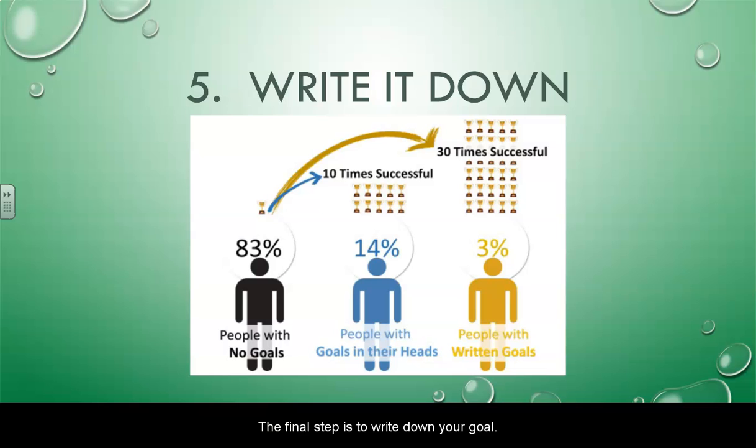The final step is to write down your goal. A study was conducted by the Harvard School of Business, and they determined that 83% of people don't set goals at all. 14% have goals in their heads, and they are 10 times more successful than those without goals, but they still are not as successful as they could be. The 3% who write down their goals are 30 times more successful than those who don't think about goals at all, and they have triple the success rate of the group who have goals but don't write them down.